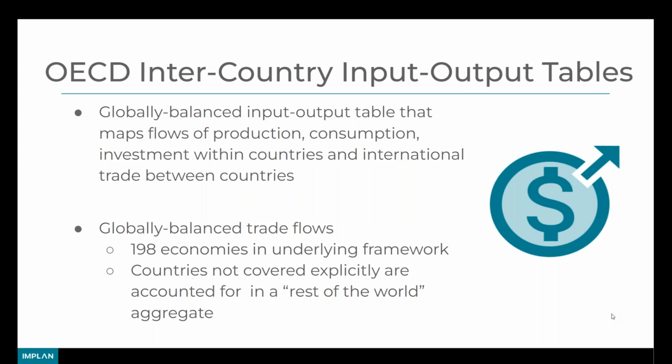An important feature of the ICIO tables is that trade flows are globally balanced, meaning that total exports are equal to total imports at the global level. This means that the OECD uses trade data from more than just the countries it covers in its IO database. In fact, the underlying OECD model covers a total of 198 economies. So in the ICIO data, countries that are not explicitly covered in the IO tables, the 76 countries that are covered in the IMPLAN International product, are accounted for in the rest of world aggregate.